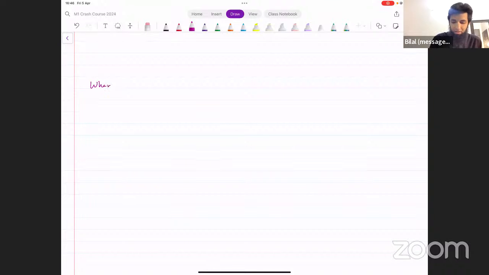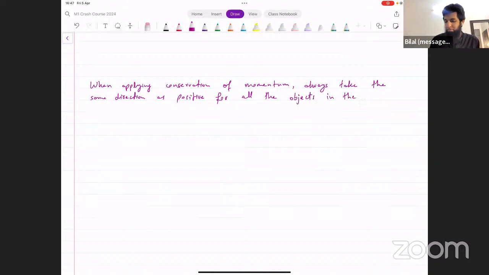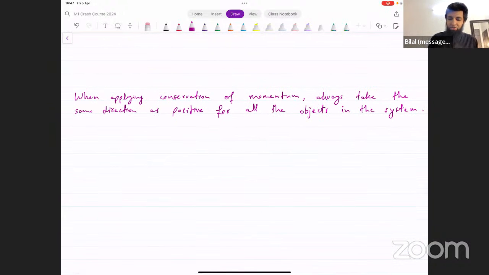When applying conservation of momentum, always take one direction, the same direction, as positive for all the objects in the system. So for all the objects in the system, you have to take the same direction as positive.